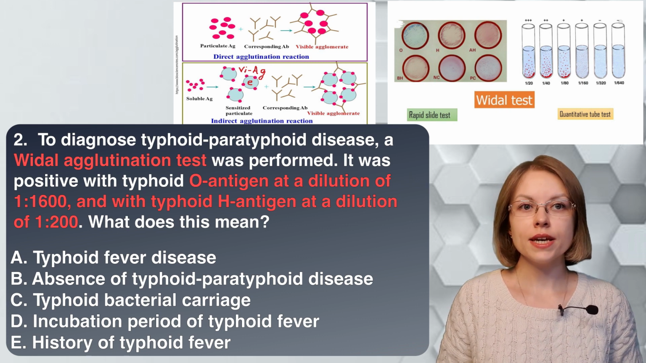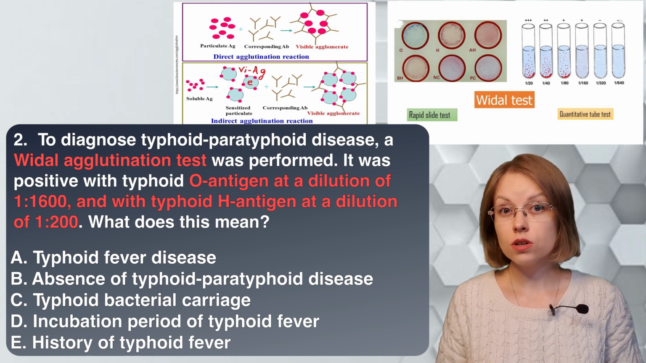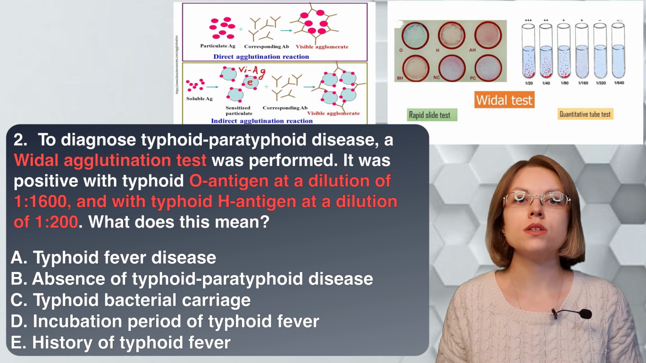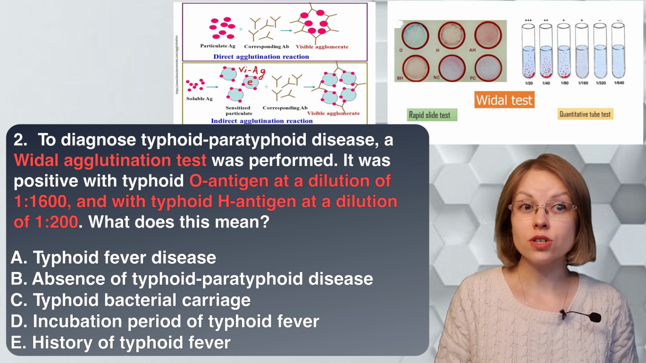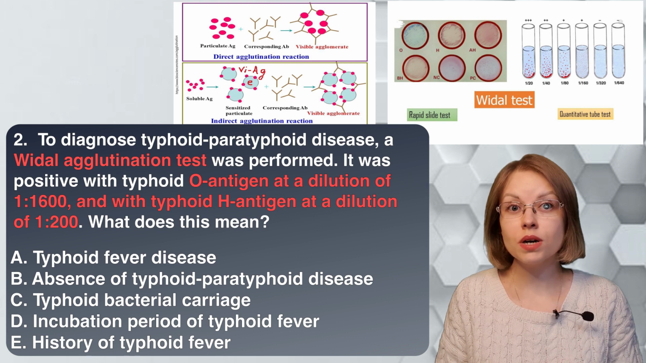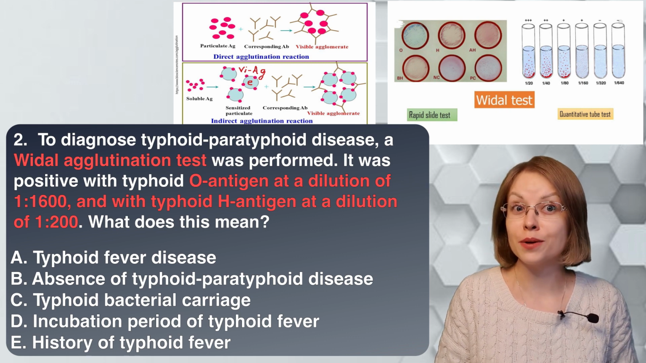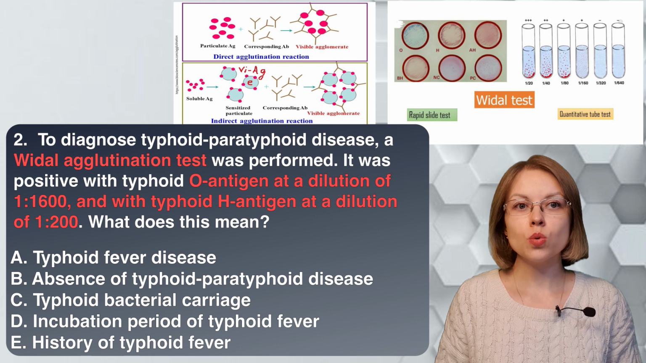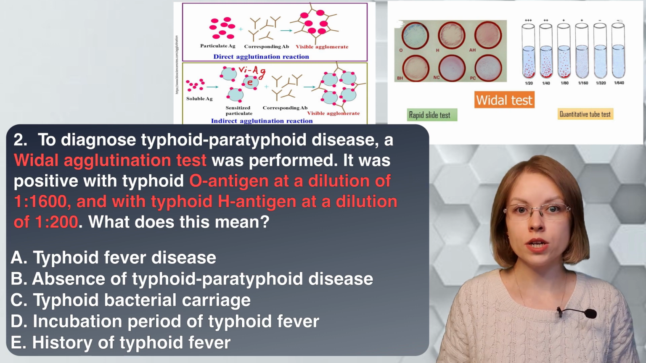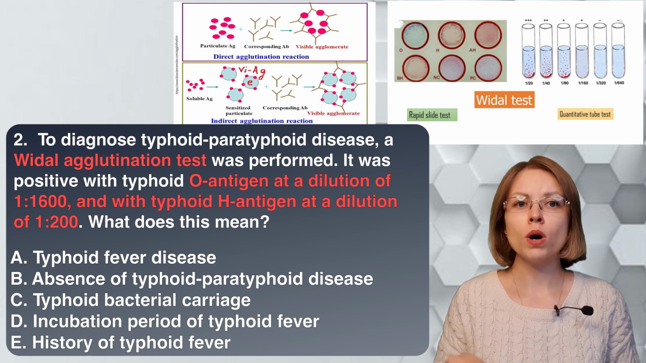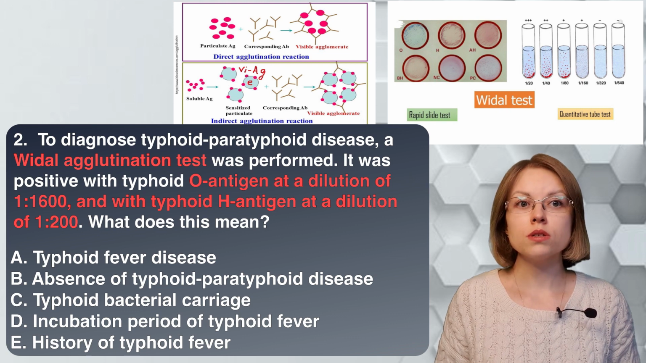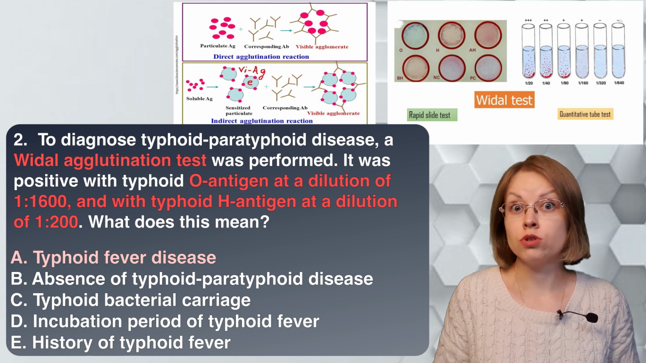This titer indicates the disease. O antibodies appear at the beginning of the disease and then disappear, and H antibodies appear in lower titers at the beginning of the disease, but then persist for a long time. In this test, we see a positive Widal reaction with O diagnosticum at a serum dilution of 1 to 1600, which means that the patient has typhoid fever.